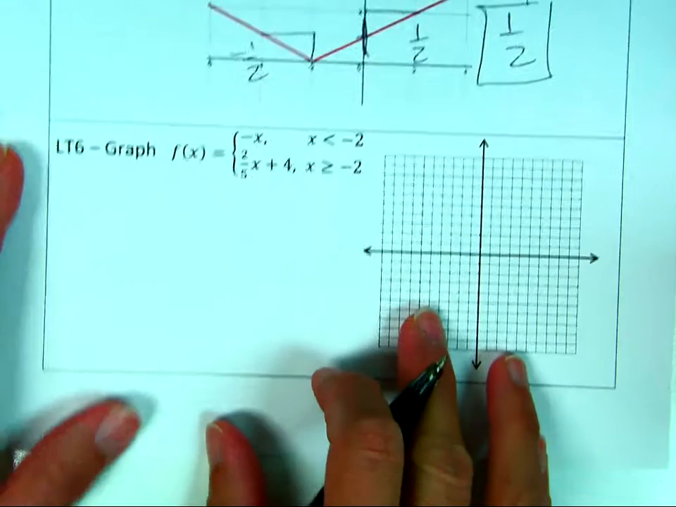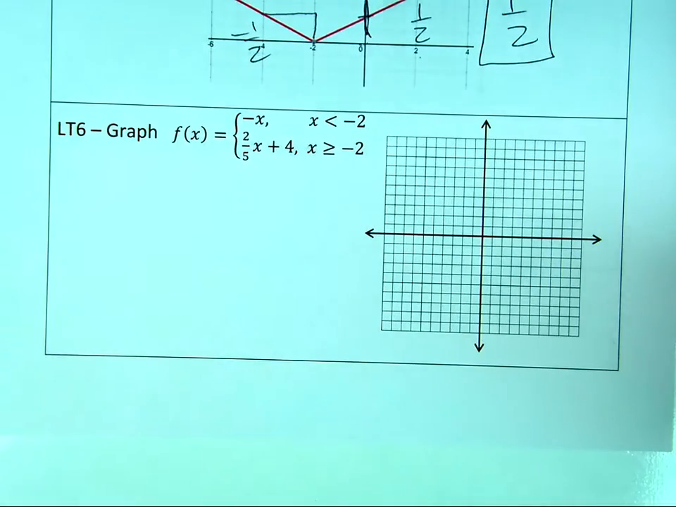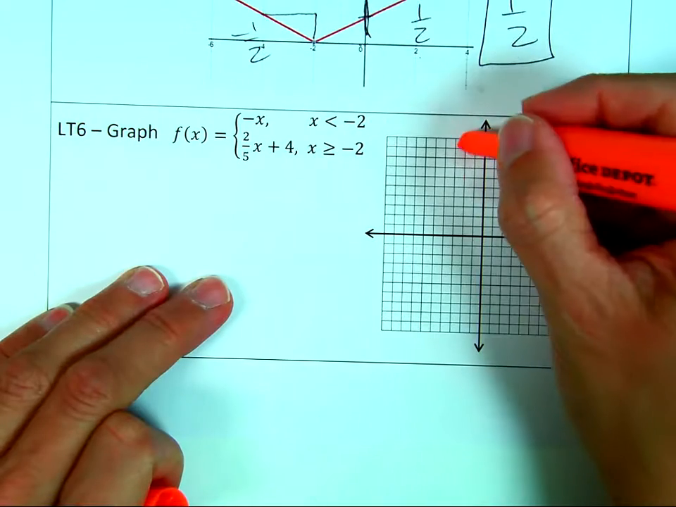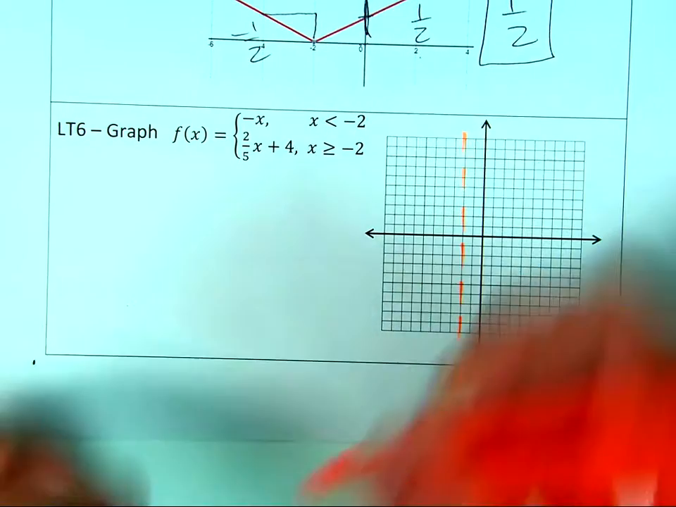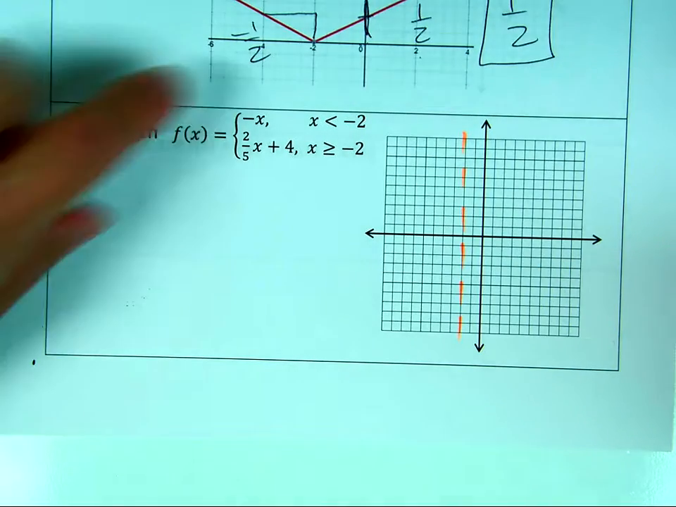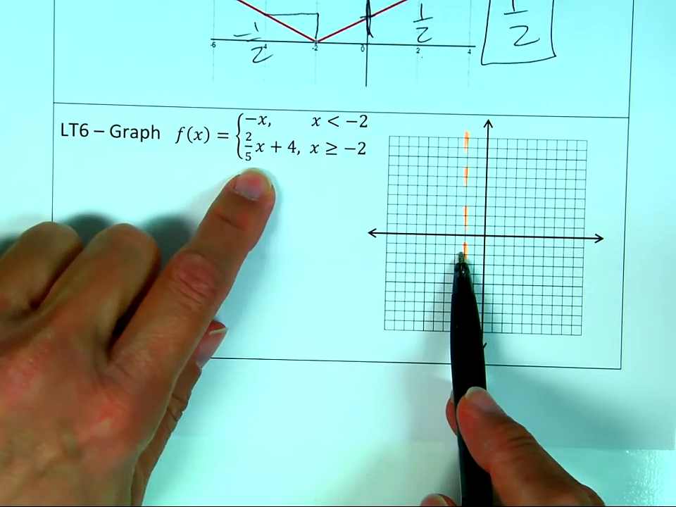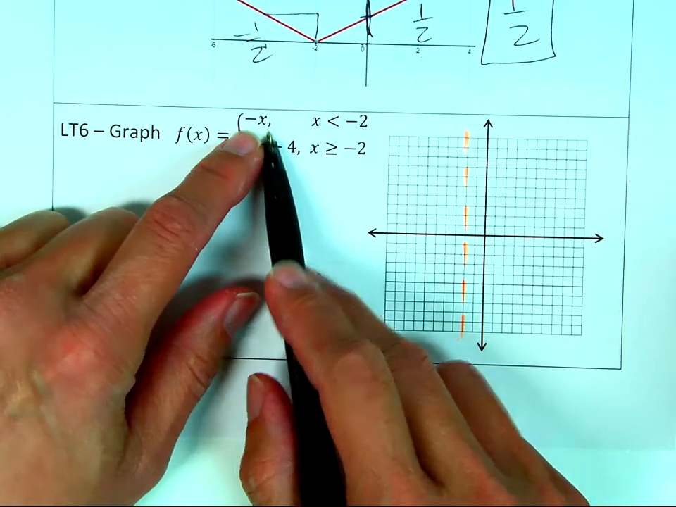Okay, on to piecewise functions. Your favorite. So we're going to always mark our little line right there to tell us, okay, we graph this one to the left of that line and this one to the right of that line. So first we're going to start with this one, and it says negative x.